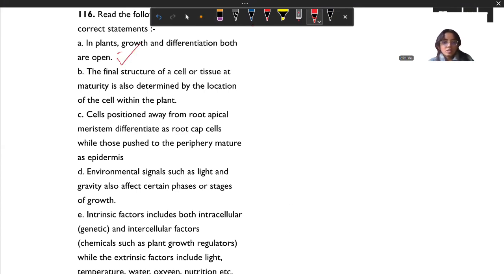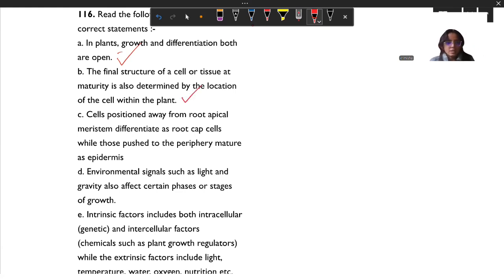The final structure of a cell or a tissue at maturity is also determined by the location of the cell within the plant. Yes, true. Final structure of tissue is decided by where the cell is located. The final function of the cell is decided by where the tissue or the cell is located in the plant. Suppose it is present in a leaf, then its function would be photosynthesis. If it is present in the root, then its function would be absorption of water and minerals. So depending on the location of the cell in the plant, its function and structure are decided.